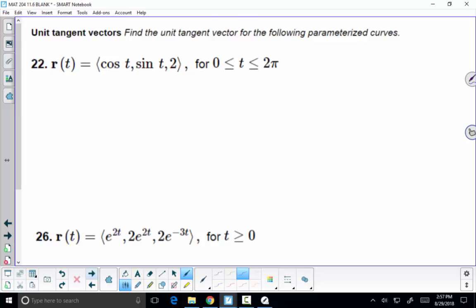That's pretty much what I found out. I kind of used the Pythagorean theorem. So the magnitude of that is 1, because cosine squared plus sine squared is 1.